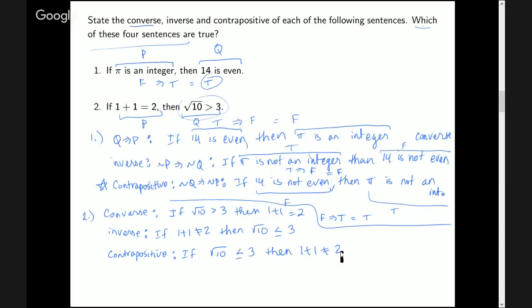It's not equal to 2. Yep, that's exactly correct. Now, let's look at the truth value of the first one. 1 plus 1, is that equal to 2? So that one is true.